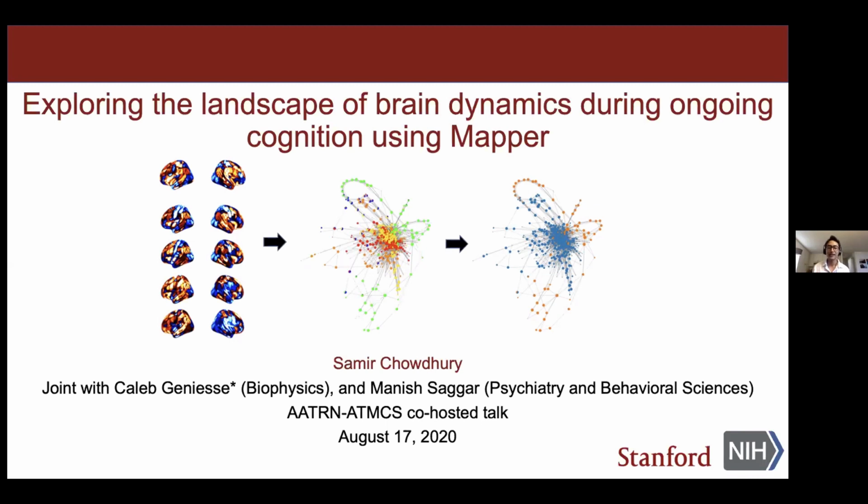This is actually a very empirical talk going into some of the successes that Mapper has had in precision psychiatry. And this is all joint work with Caleb Jeunesse, who is a grad student here at Stanford in biophysics, and my postdoc mentor, Manish Sagar.